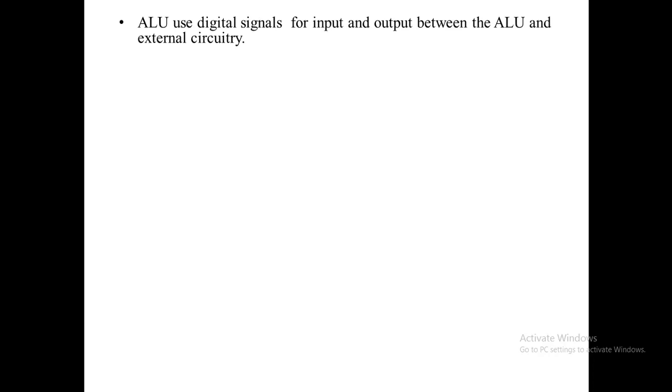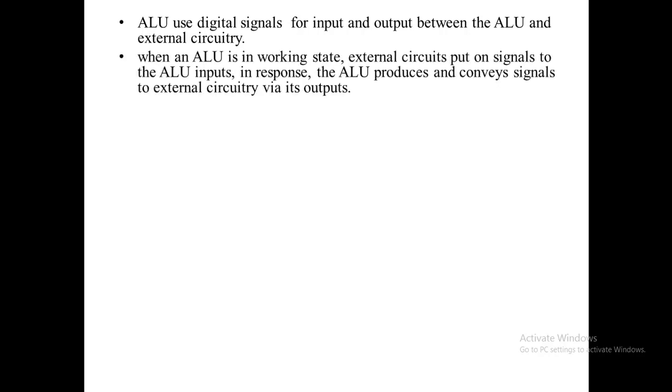ALU uses digital signals for input and output between the ALU and the external circuitry. When an ALU is in working state, external circuits put signals on the ALU inputs. In response, the ALU produces and conveys signals to external circuitry via its output.